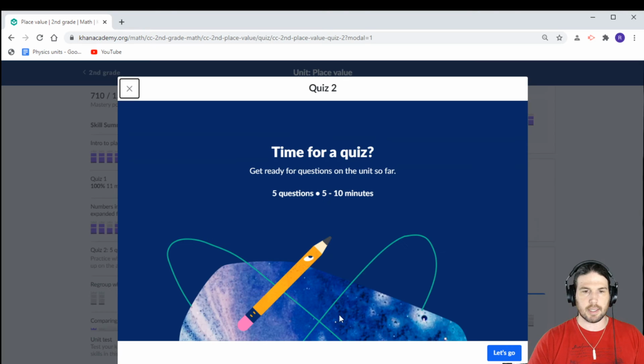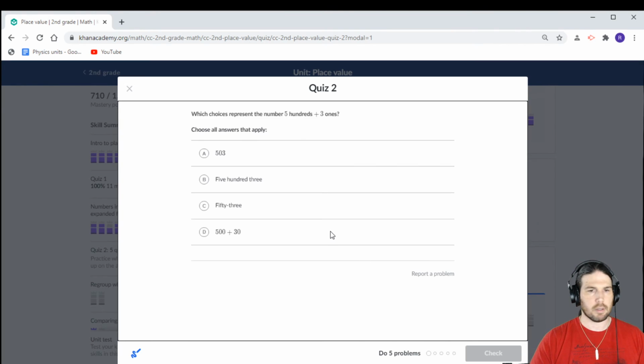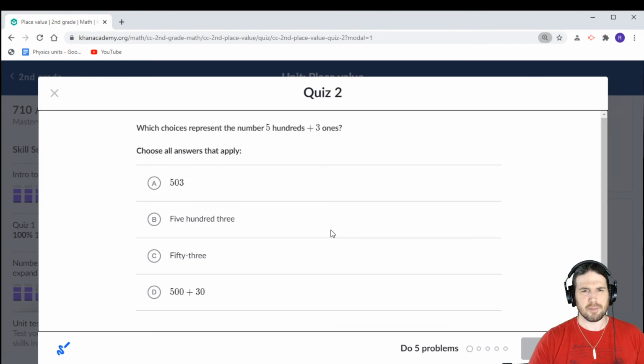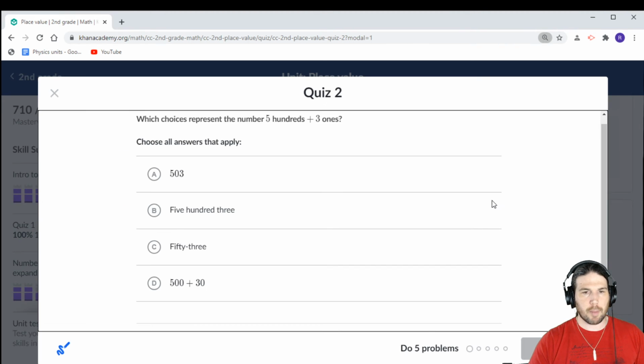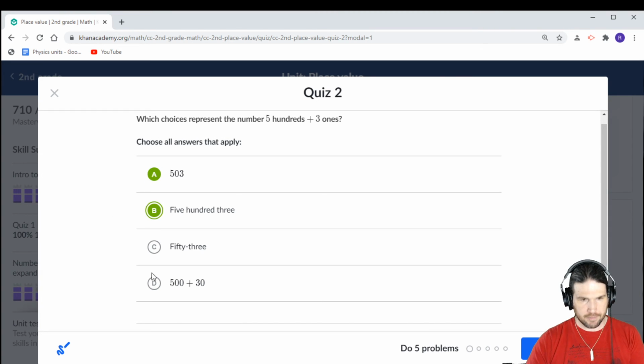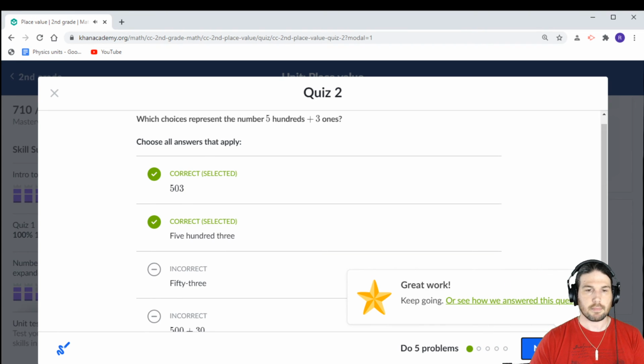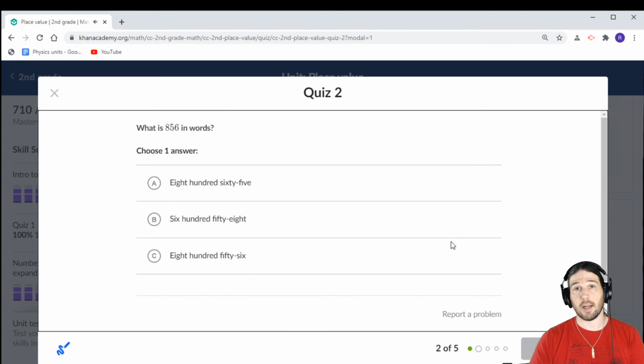And that's writing numbers in different forms, and I believe that gets us to the next quiz. It does indeed. Let's motor. No, let's not use let's motor again. That was kind of silly. Which choices represent the number 500 and 3 1s? Well, that's 503 and 503. 53 is too small. 500 plus 30 is too large. In other words, the digits are out of order.